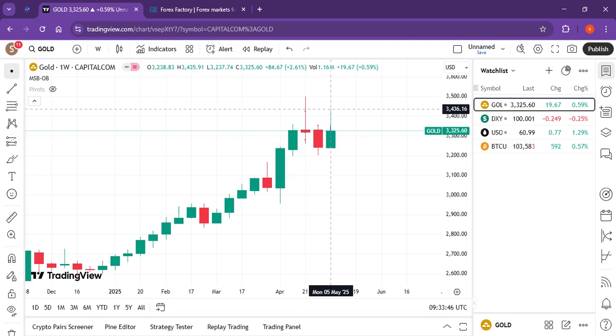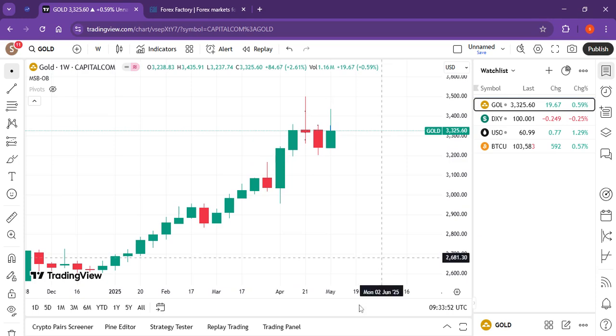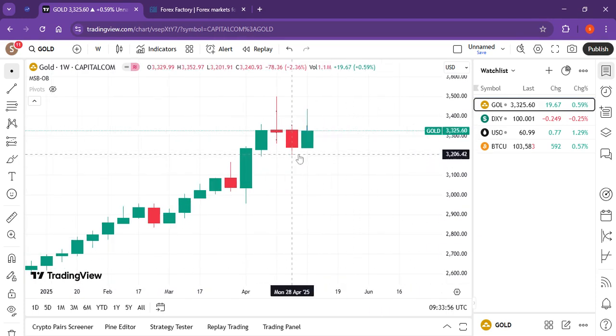Okay, so after that, gold suddenly crashed, and because of that, you can see a 100 points movement down in the gold prices, from 3425 up to 3325. Okay, so the weekly low, the previous week low was 3206.